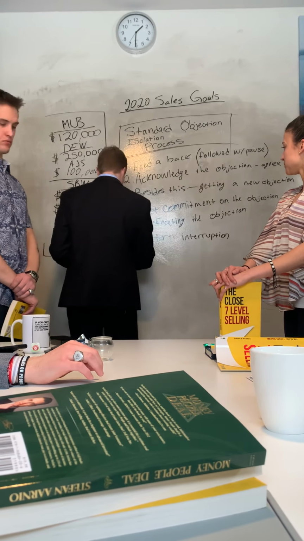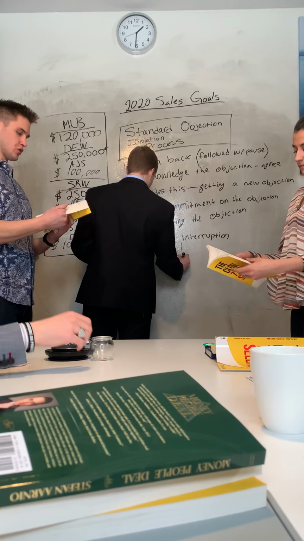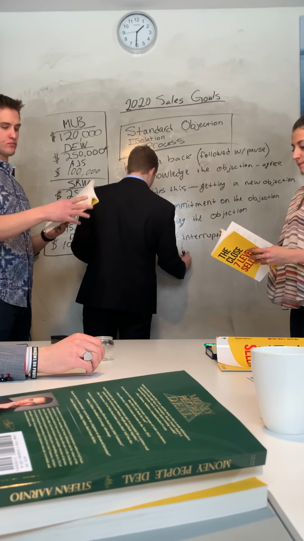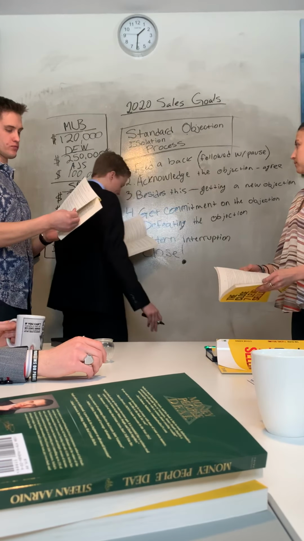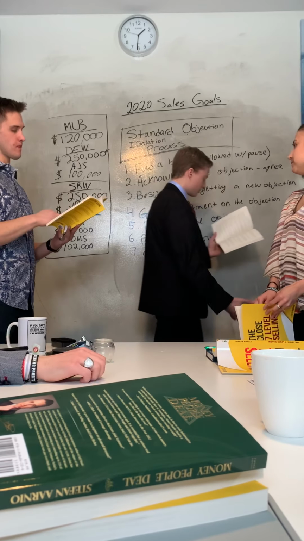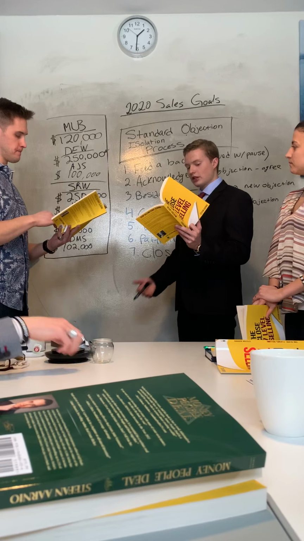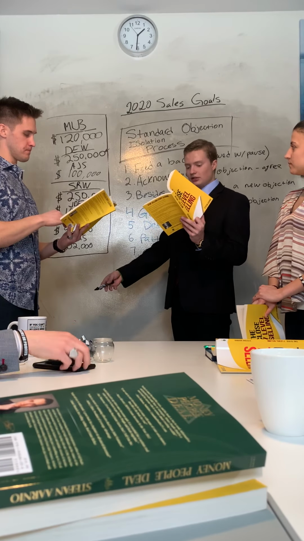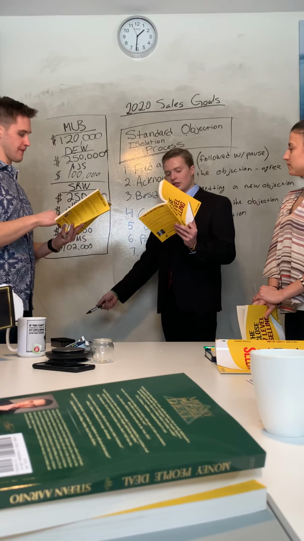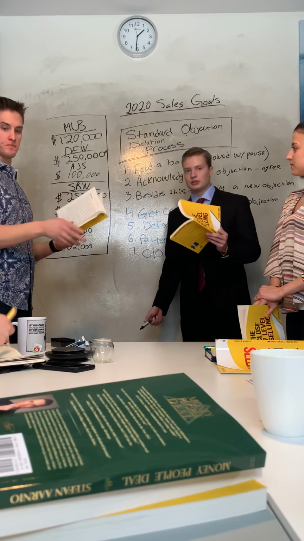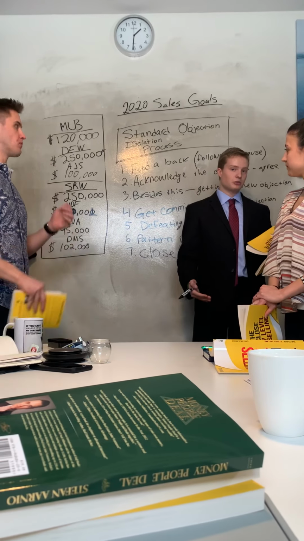Seven, close. Boom. So, reach number 7. You follow up by defeating the true objection once and for all. In this case, financing breaks the product down into smaller monthly payments that Sarah is now comfortable with to proceed forward with the deal.